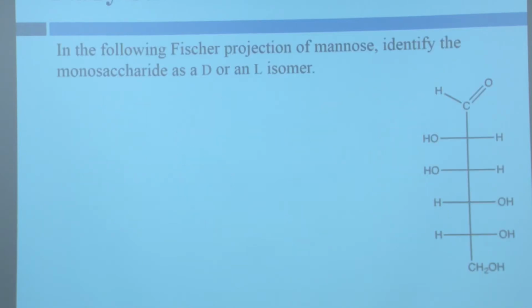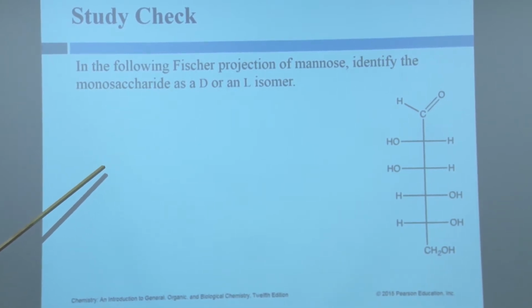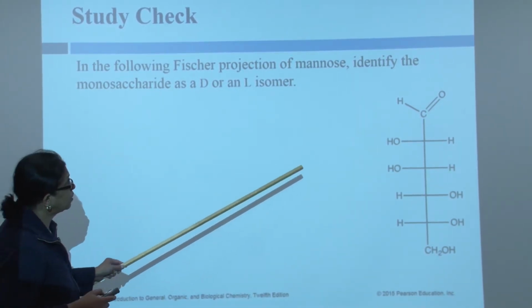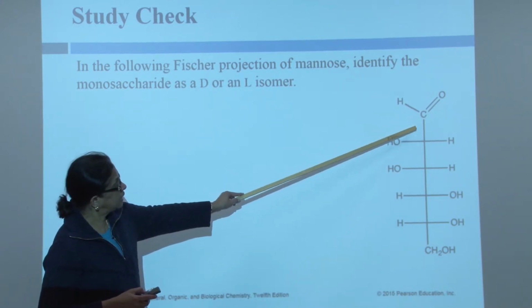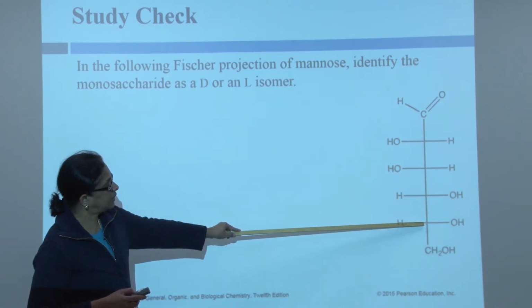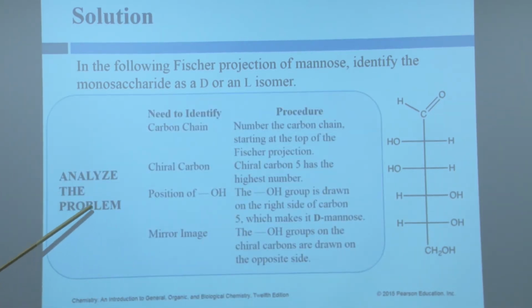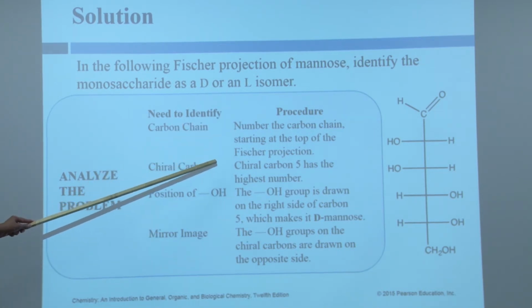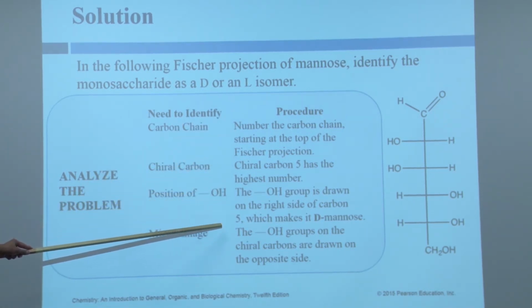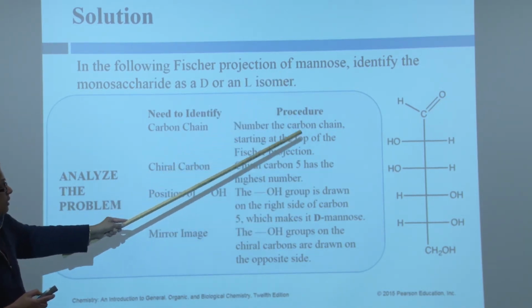In the following Fischer projection of mannose, identify the monosaccharide as a D or an L. I'm going to go up here, look at the carbonyl group, and go down. First chiral carbon, second chiral carbon, third chiral, the last chiral carbon: OH to the right, it's a D isomer. So this is how you analyze the problem: identify the carbon chain, the chiral carbon, and the position of the OH. Carbon number 5, OH is drawn on the right, which makes it D-mannose.